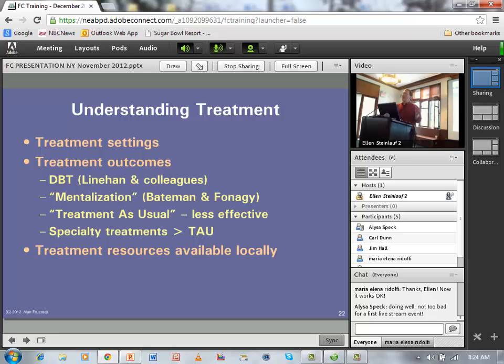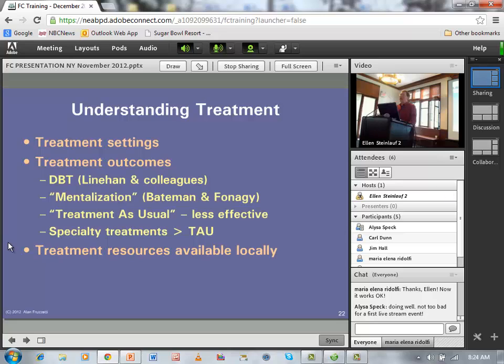But for this population of severely dysregulated people, every single study that's compared a specialty treatment to treatment as usual, a treatment that's specifically for people with severe emotion dysregulation, suicidality, self-harm, every study has shown that the specialty treatment works better than general treatment, treatment as usual, non-specific treatment. This is really important.